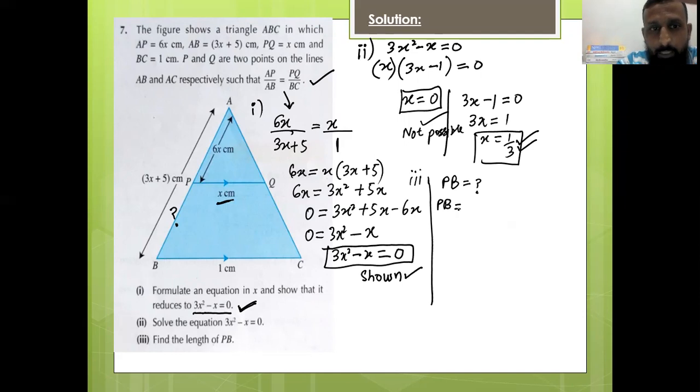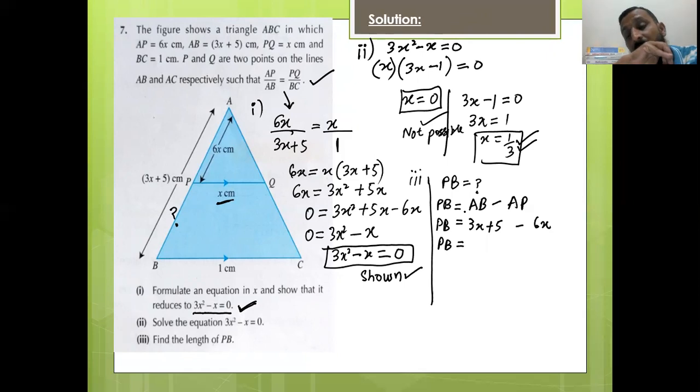PB equals, what is AB? AB minus AP. So plug in the values. AB is the expression 3x plus 5 given to you. Minus sign. What is AP? 6x, given to you. So dear students, finally we can simplify 3x minus 6x. 3x minus 6x means negative 3x plus 5. So PB is negative 3x plus 5.